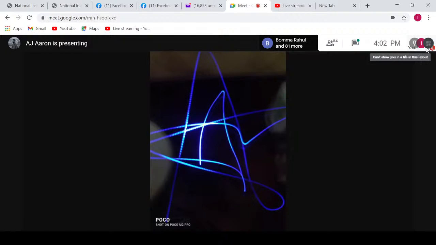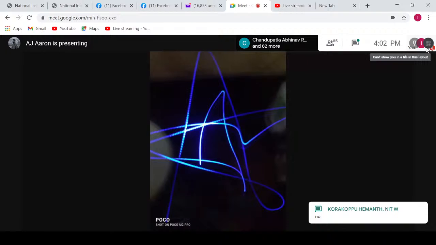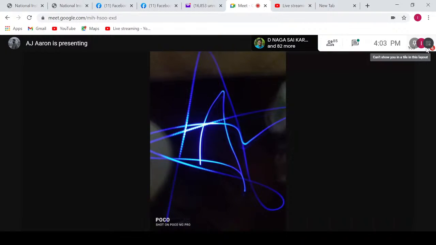Anybody has any doubts about long exposure photography? You can unmute yourself and ask. Okay, there's another one. Please explain it again. Sorry, I can't hear you properly. Not audible. Explain it again, please.